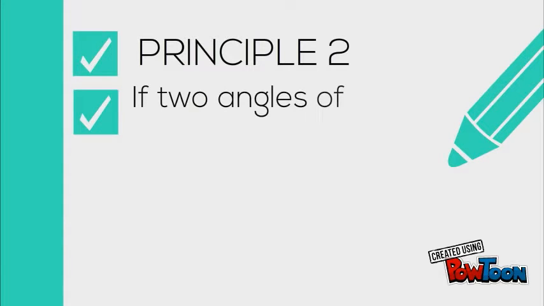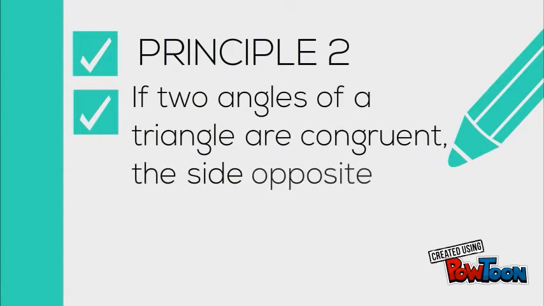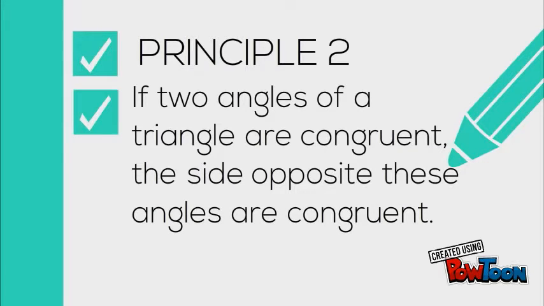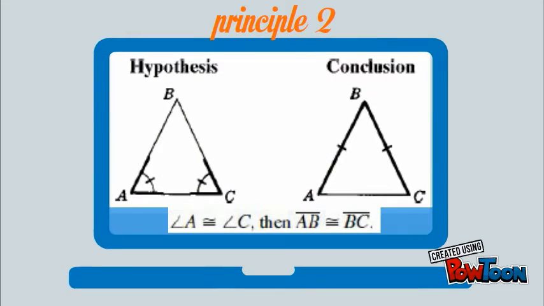Principle 2. If two angles of a triangle are congruent, the sides opposite these angles are congruent. This is the example for principle 2. Angle A and angle C are congruent, so line AB and line BC are congruent.